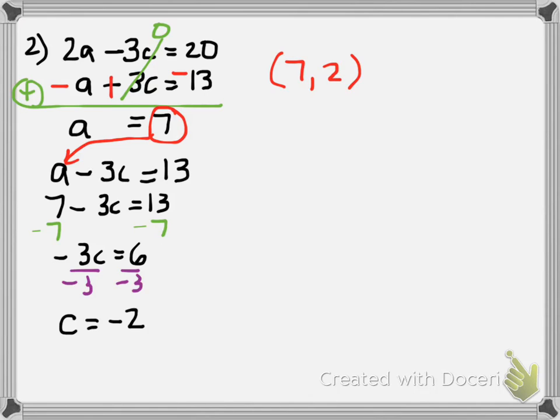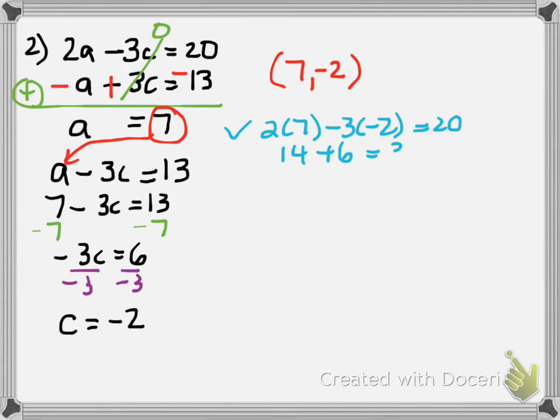So it looks like my answer, let's try that again, is the ordered pair 7, negative 2 is where the two lines really intersect. But again, I'm going to check. And let's see, 2 times 7 minus 3 times negative 2, does that equal 20? And we get 14, two negatives make a positive, and I get a 6, and I get 20 equals 20.